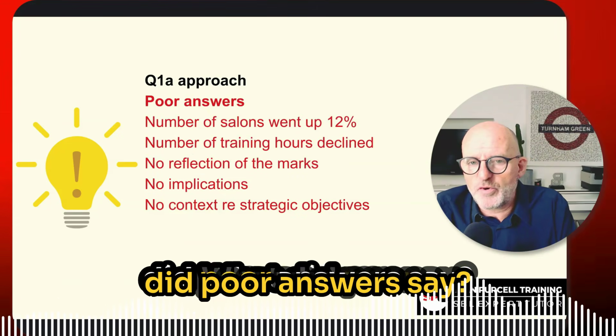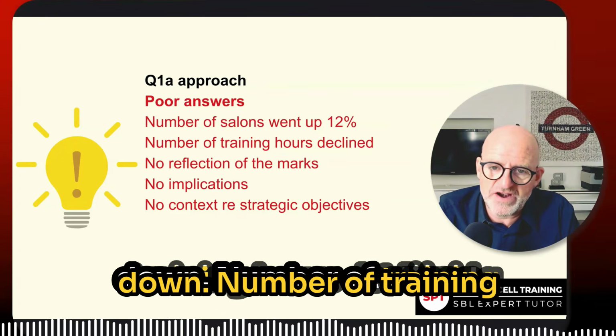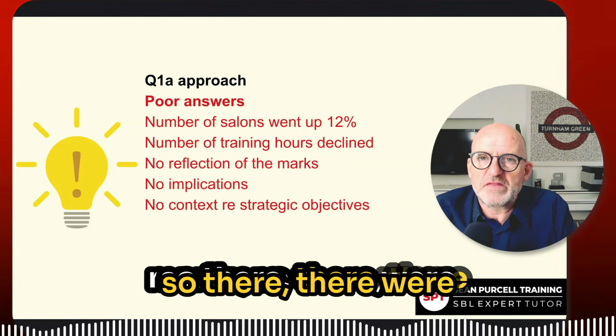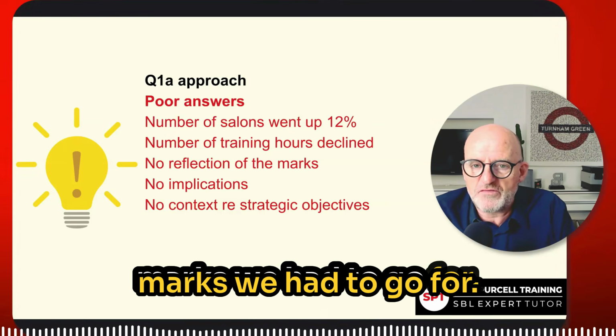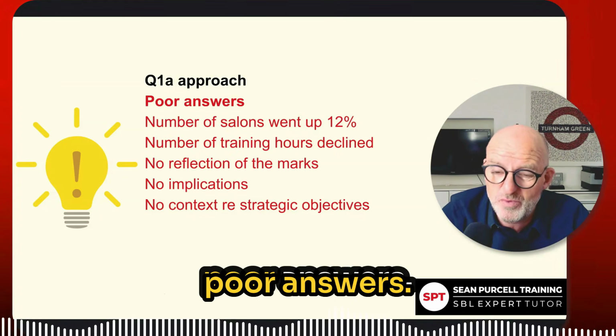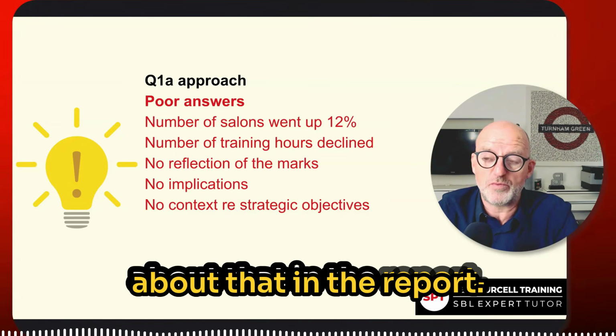Okay, what did poor answers say? They just said things went up, things went down, number of training hours declined. No reflection of the marks. So there were a certain amount of marks we had to go for. There was nothing about strategic objectives. They were all poor answers. You can look at more about that in the report.